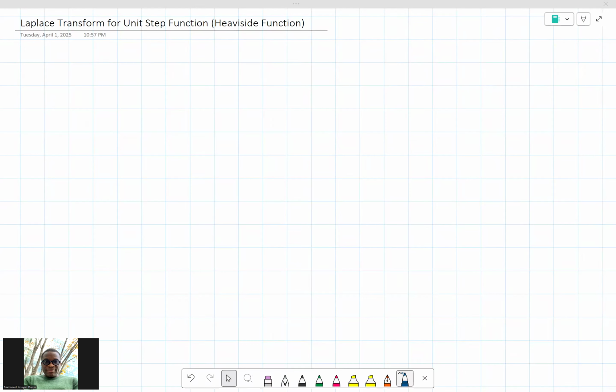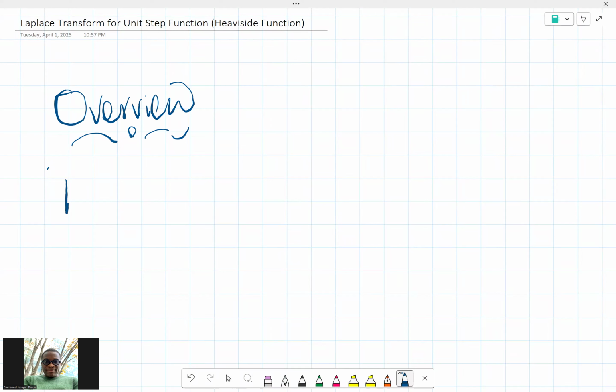In this video, we now consider the Laplace transform for the unit step function, or what you can call the Heaviside function. Okay, so first of all, some general views.